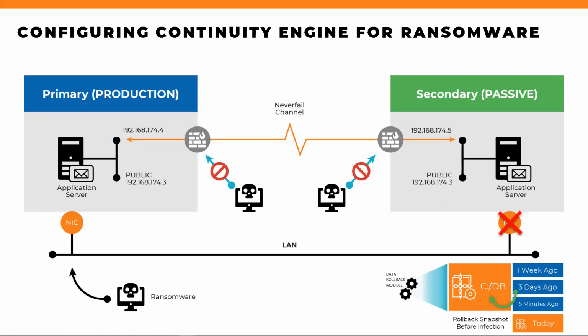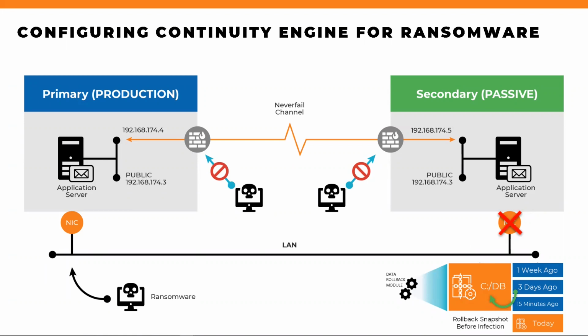So the data rollback module can reverse the protected application data corruption. Notice that there are firewalls between the primary and the secondary server. With the port restrictions and also the IP restrictions, this makes it impossible for ransomware to jump onto the channel. It can only come in through the front door, which is the production active server. Also notice that the secondary, the public interface, is also deactivated. That ensures that ransomware cannot come into the front door of your passive server.